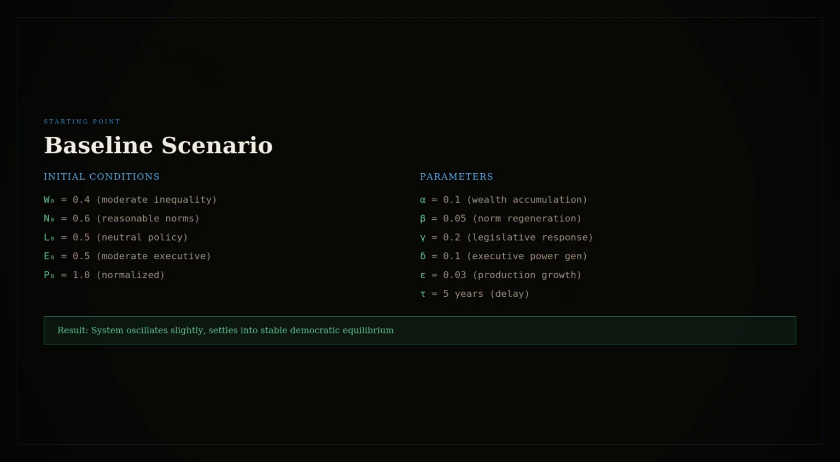The system oscillates slightly, then settles into a stable equilibrium. W drifts up a bit, L compensates, N holds steady. This is the democratic equilibrium basin. The system absorbs small perturbations and returns to balance. This baseline tells us, with these parameters and initial conditions, democratic stability is possible. The feedback loops balance. No single force dominates. But what happens when we stress test this society?